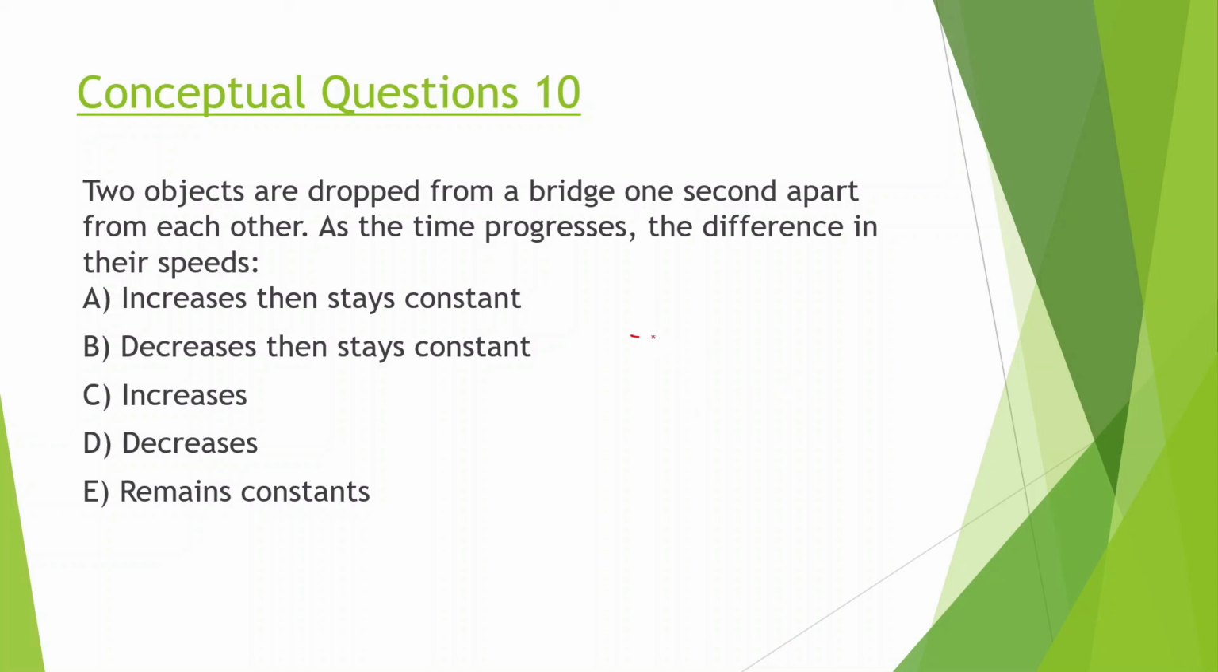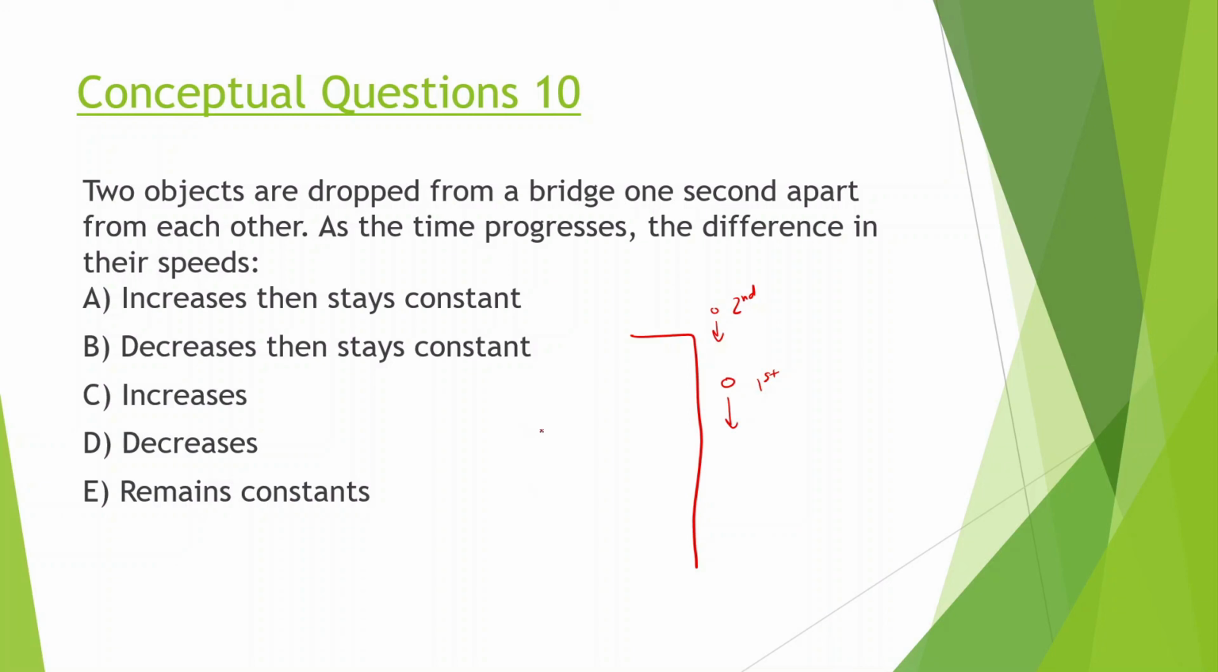Okay, so let's just draw this out. We drop a ball, the ball falls, and then 1 second later we drop another ball. We're going to call this the first ball that's dropped, and then the second ball that's dropped. As they're both falling, the question is, what happens to their speed? This one might be a little bit tricky.